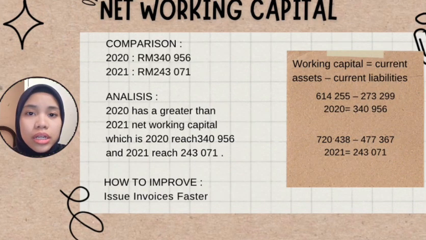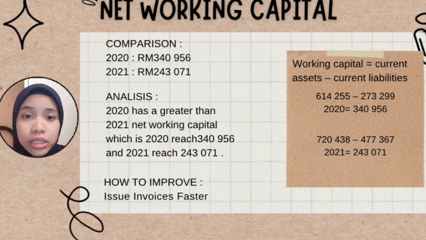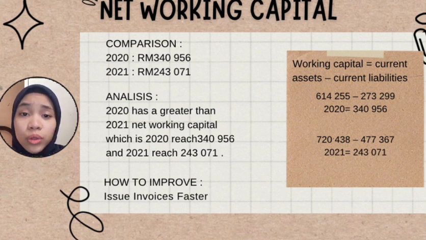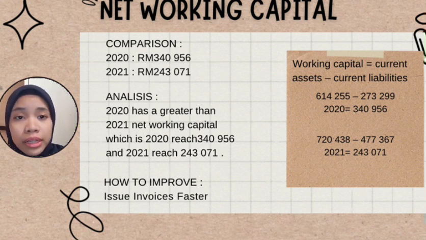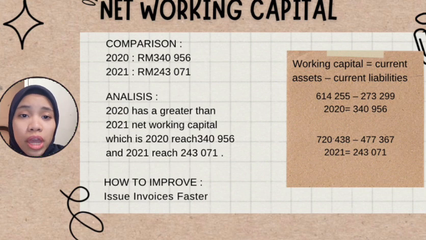loss. The formula for net working capital is current assets minus current liabilities. So my analysis is 2020 is greater than 2021 in net working capital, which is 2020 reached 340,956 and 2021 reached 243,071. Flora have to have a better profit to make their company more stable than 2021.